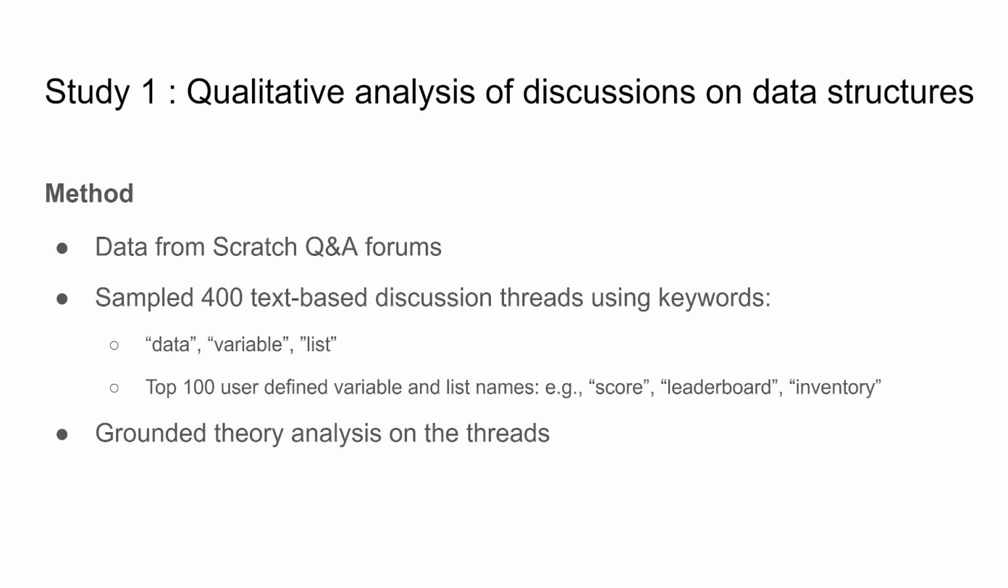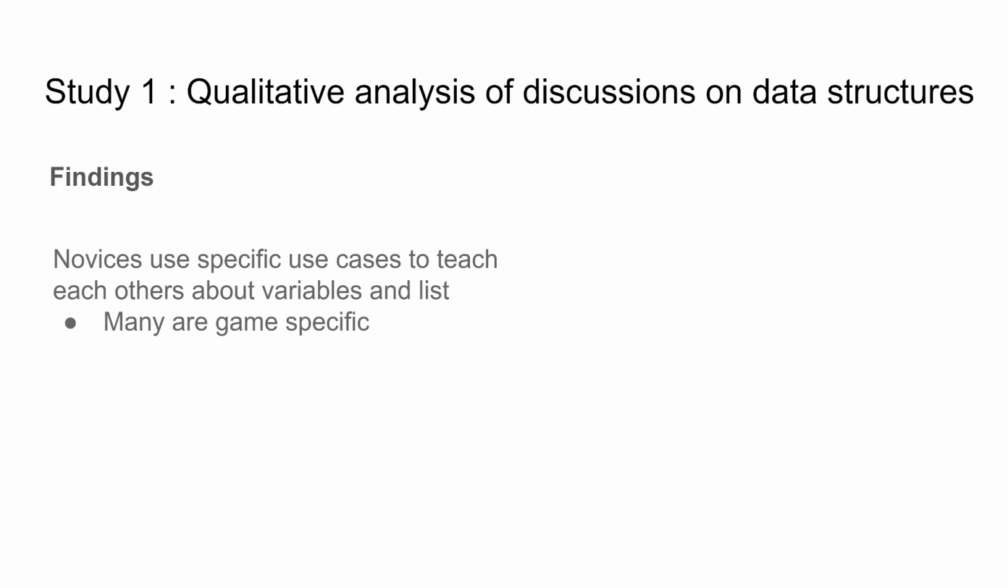In study 1, we analyzed the data from the Scratch Q&A forums. We sampled 400 threads on the topic using keywords related to variables and lists and performed qualitative theory analysis. Here are some of our key findings. We found novices in online discussion use specific examples to mentor each other about variables and lists. They learn through the concrete examples they are making, usually specific to games.